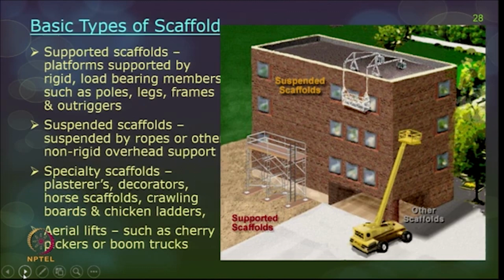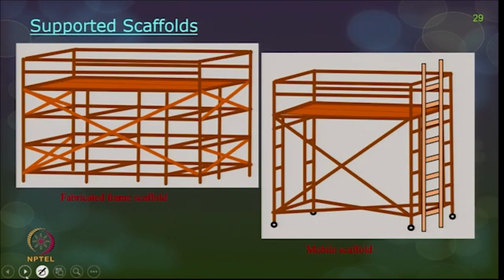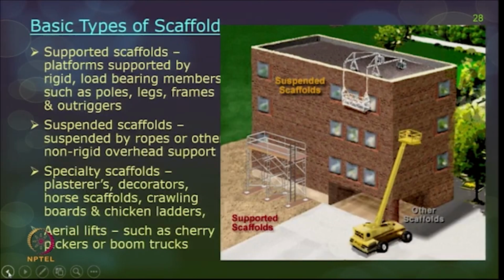The other one is specialty scaffolds, and there are a lot of examples, like horse scaffolds, crawling boards and so on. And the last one is aerial lifts. Aerial lifts are like cherry pickers or boom trucks, wherein using a truck with a boom you can have a small aerial lift, and the workers can reach the particular place and finish their work. So, these are the 3 very famous types of scaffolds, and we will talk about the safety measures only for supported scaffolds and for suspended scaffolds.